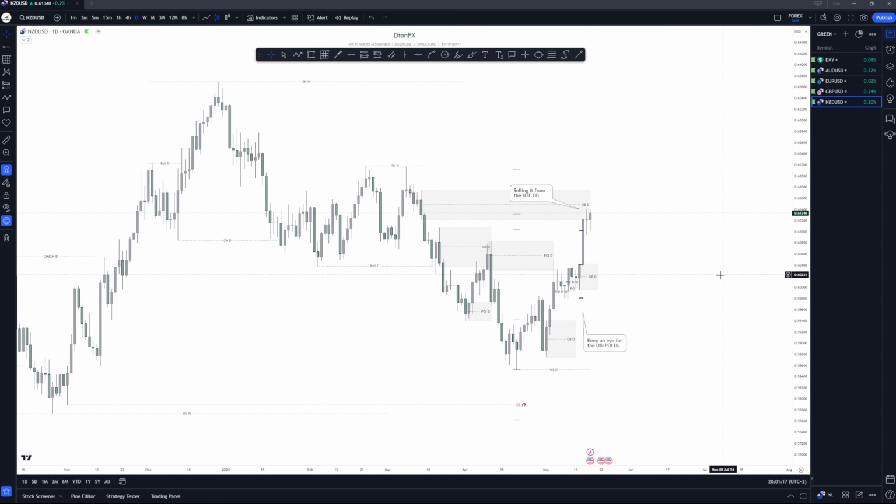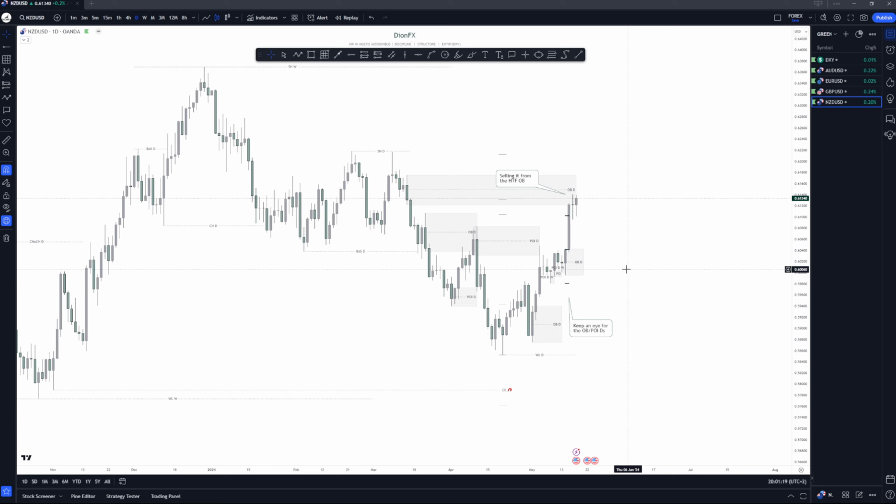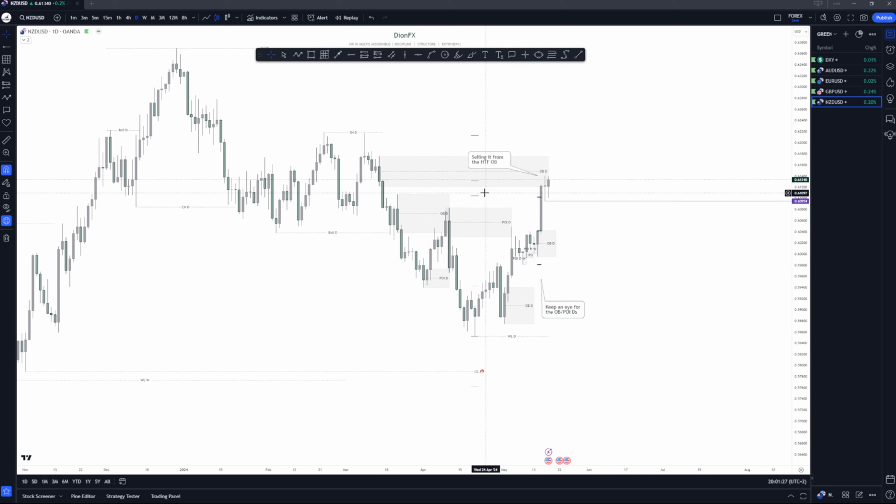NZDUSD, in terms of bias, I'm also bearish, but not fully bearish. I would like to see price take out this low, and then from there we can start talking. But in terms of structure, price really pushed to the 70% of this whole range from this high to this low. It took out this high, and also these two highs that we talked about last week. If you were able to take some buys from here, then you should have made some decent profit.